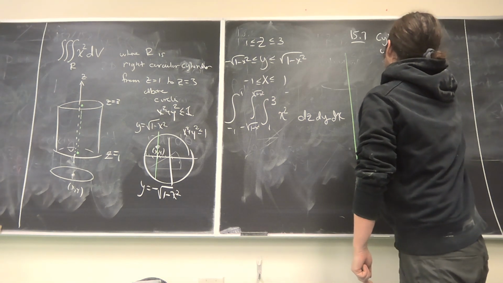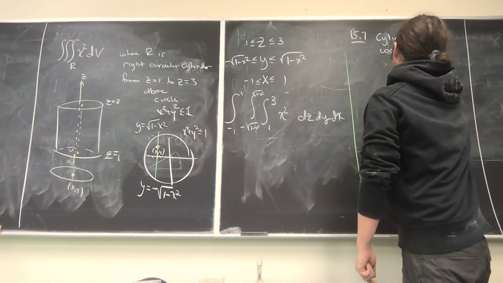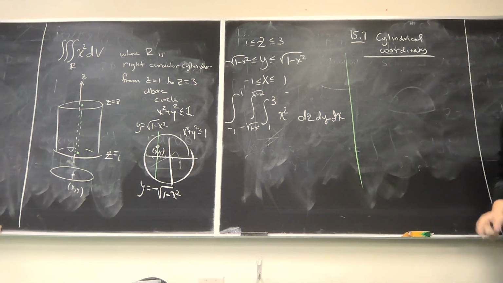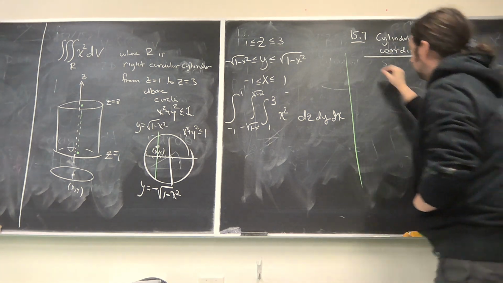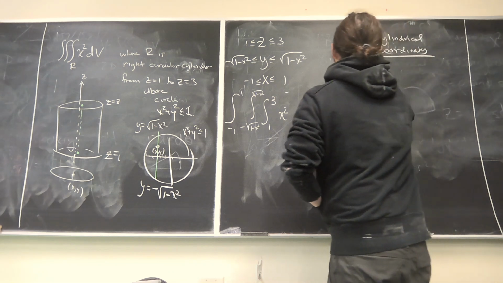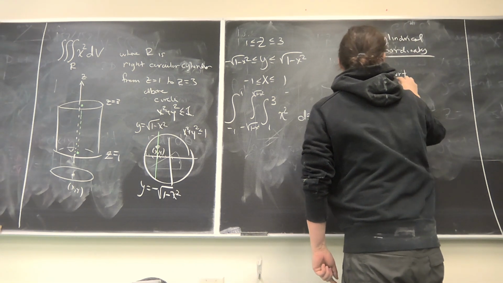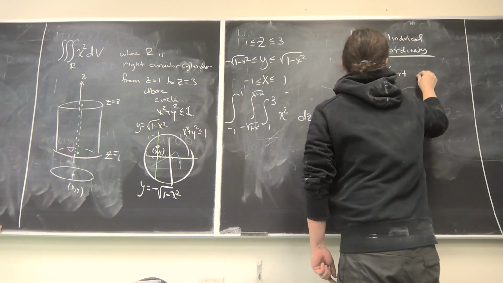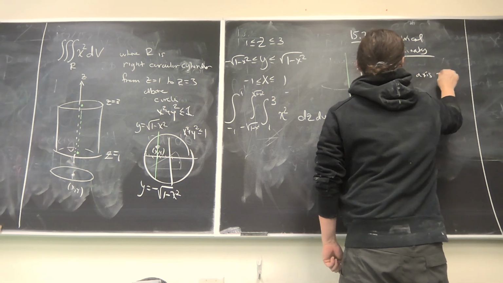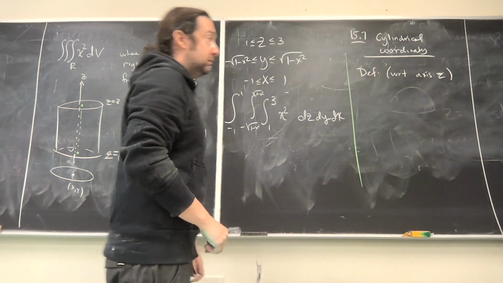Cylindrical coordinates. Okay, so first I'm just going to tell you what they are. This is the definition, and I should say this is with respect, that's what WRT means, with respect to the cylindrical axis being the z-axis.